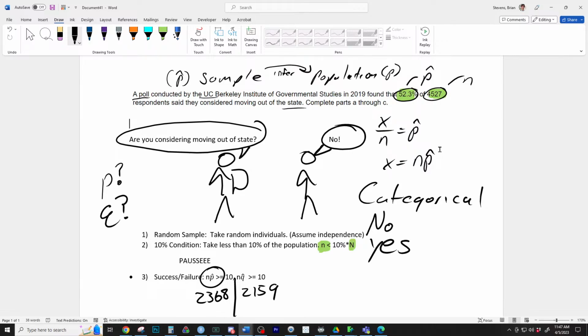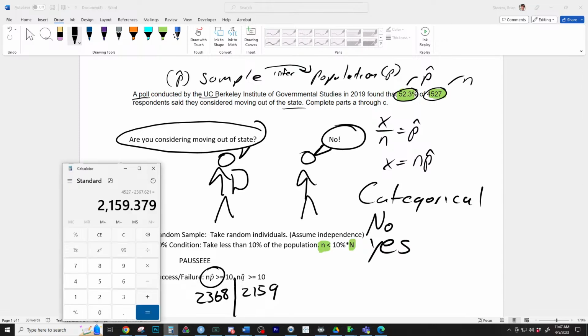There it is. So we have at least 10 successes. This is test 3 material, Jesse. So you're like, wait a minute, success-failure condition? Wait a minute, we were just doing that. So we have at least 10 successes, at least 10 failures right there. And that's the values. And once again, we can just times q hat.